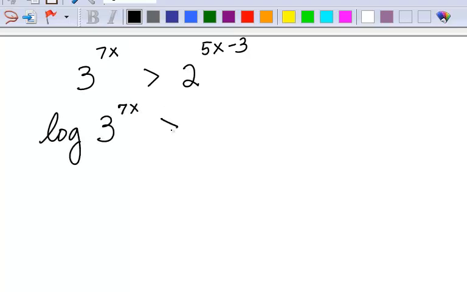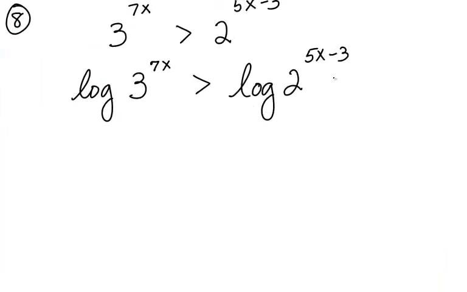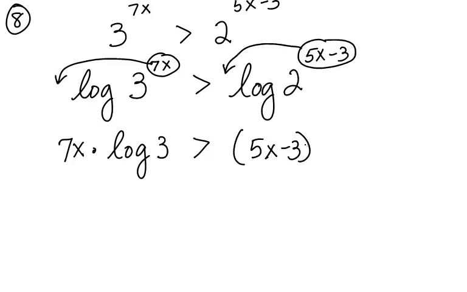Make sure you can read your own handwriting. Make sure you can tell that's up as an exponent. Okay, so log of both sides. Third law of logarithms, this exponent is going to go out front. So you'd have 7x times the log of 3 is greater than, this quantity is going to go out front. So that means it needs to be in parentheses, 5x minus 3 times the log of 2.